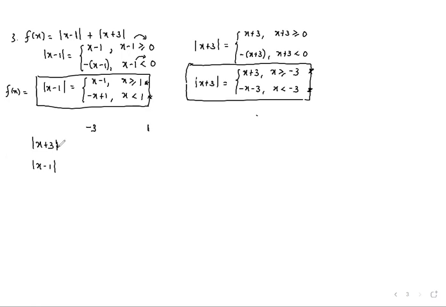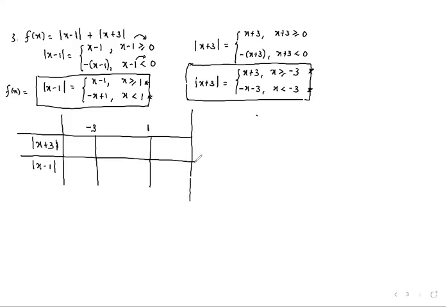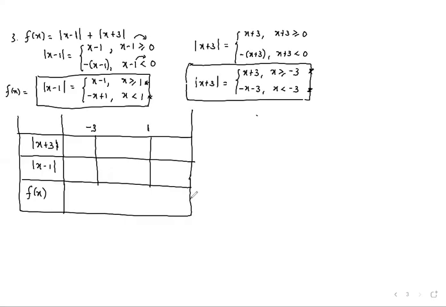So now, let's see what we are getting if we break down these things in pieces. Let's do this. And then, since we understand that f is a sum, after we have known the pieces, then we put f here.